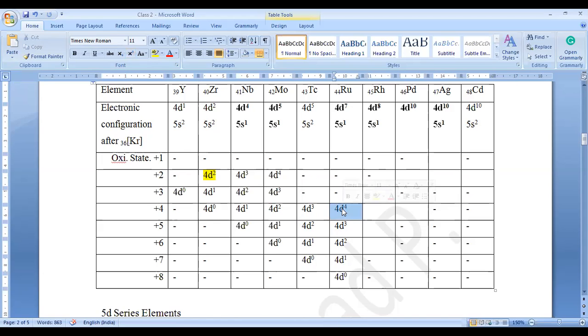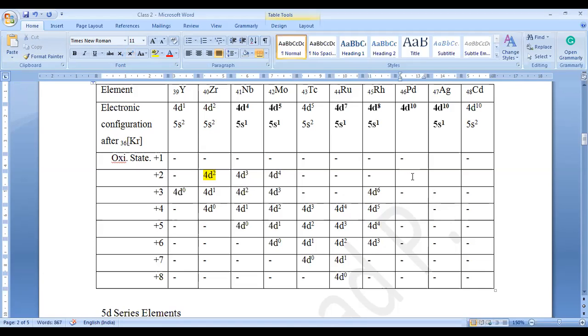I'll copy paste 4d6, then 4d5, 4d4, and 4d3. These are all the possible oxidation states for rhodium: +3, +4, +5, and +6.